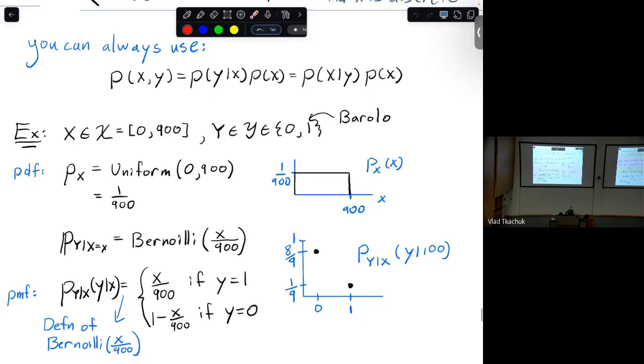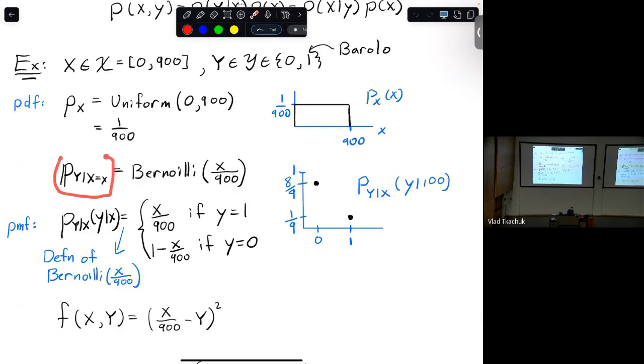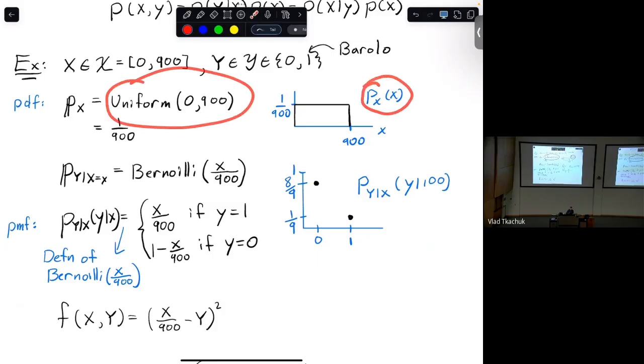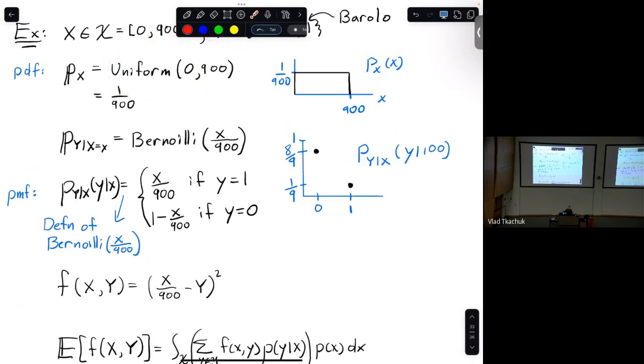Now, how does our label relate to our feature? I suppose this should have been the actual distribution, because little p is used for the PDF. The way the labels are related to the features is that they follow a Bernoulli distribution with parameter x over 900, where x is your feature.